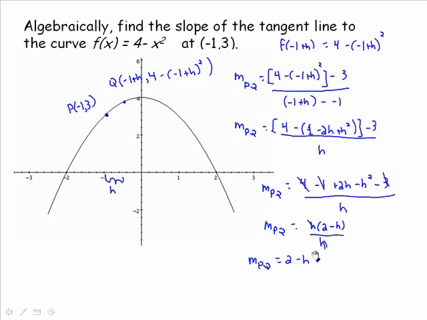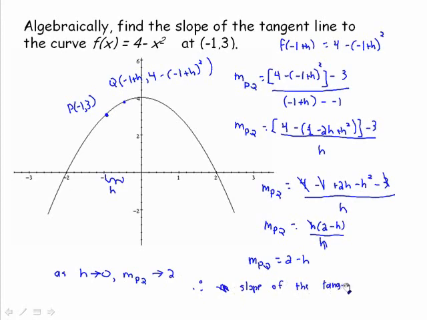So that's a formula that will work for all values of h. But what we want is this again. As h gets smaller and smaller, so it approaches 0, MPQ approaches, the slope of that secant approaches 2 minus 0, which is 2. So therefore, the slope of the tangent line at x equals negative 1 is 2.